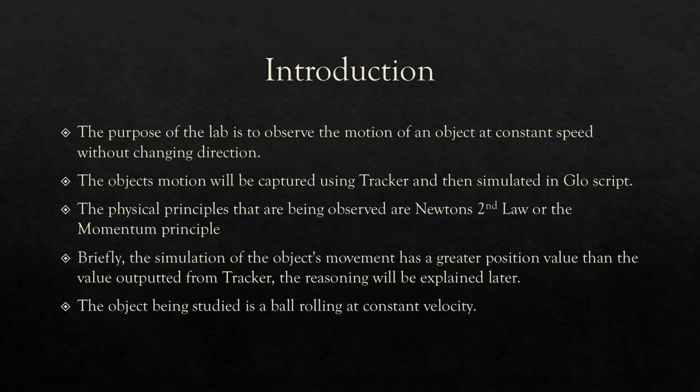Introduction. The purpose of this lab is to observe the motion of an object at constant speed without changing direction. The object's motion will be captured using Tracker and then simulated in GlowScript. The physical principles being observed are Newton's second law, or the momentum principle. Briefly, about the conclusion, the simulation of the object's movement has a greater position value than the value outputted from the Tracker. The reasoning will be explained later.